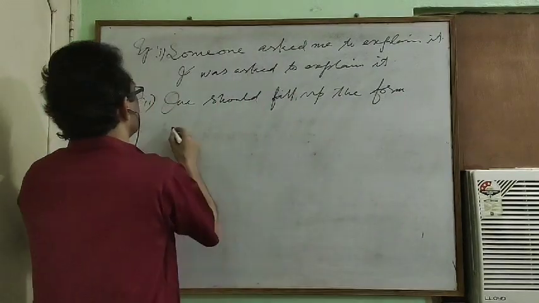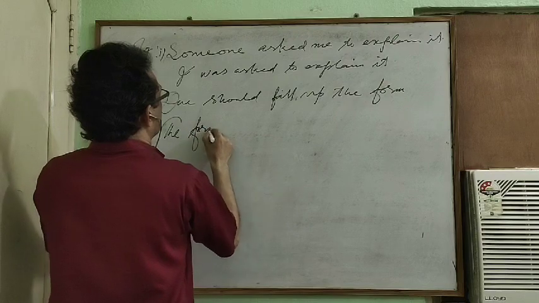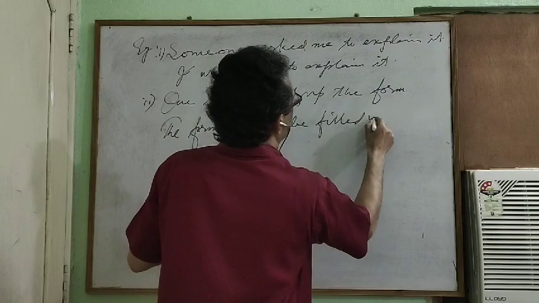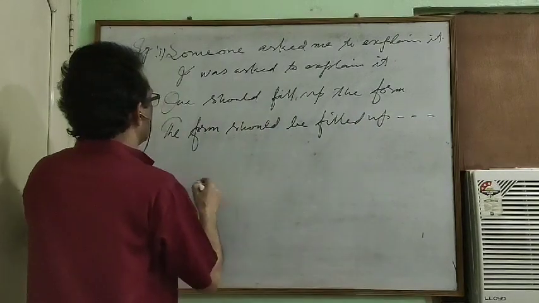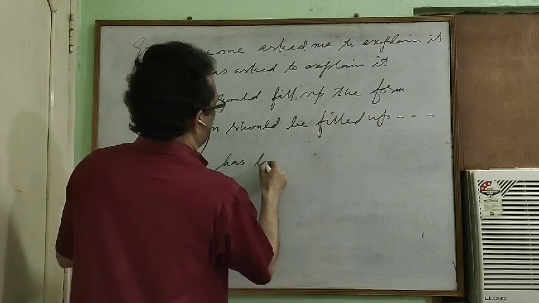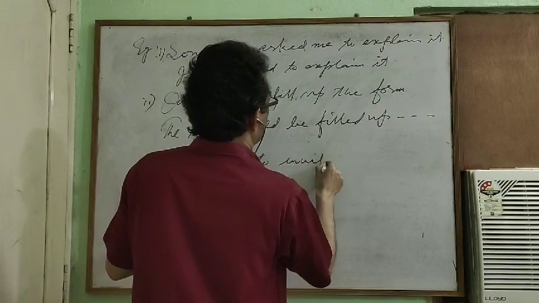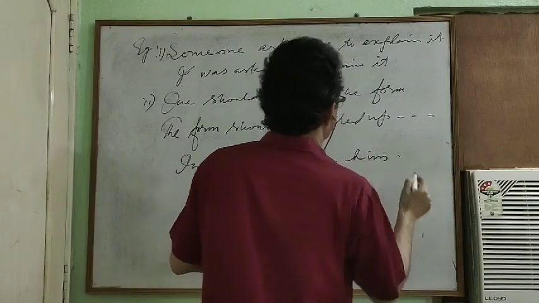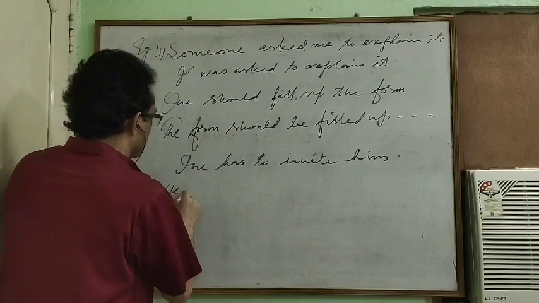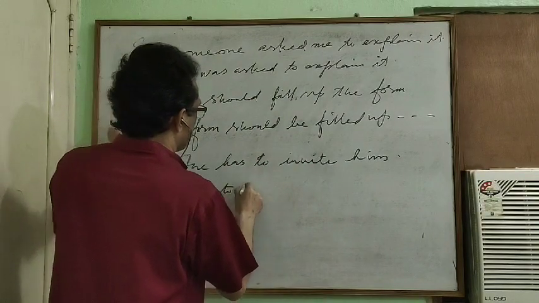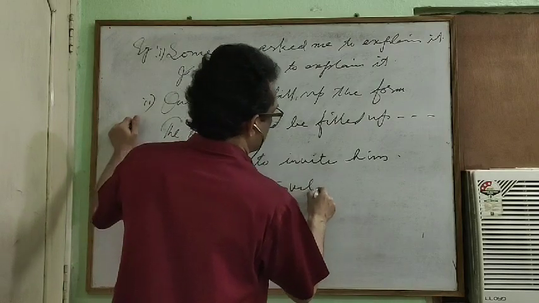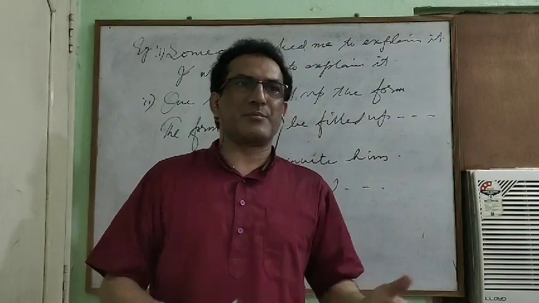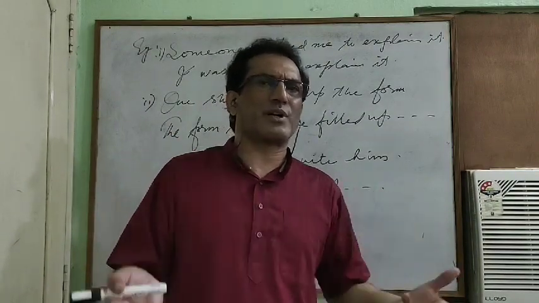The form should be filled up, or one has to invite him. So yes, it's better to say he has to be invited. By one is not required. So by somebody, by someone, it's better to avoid such kind of usages.